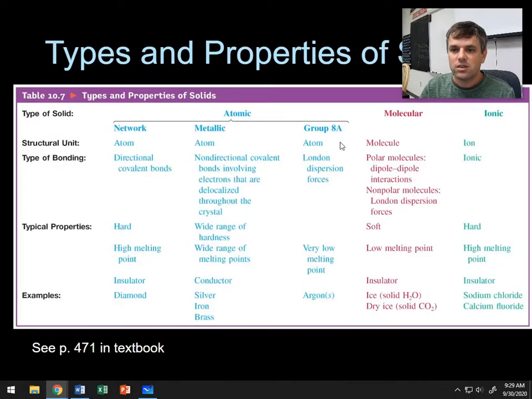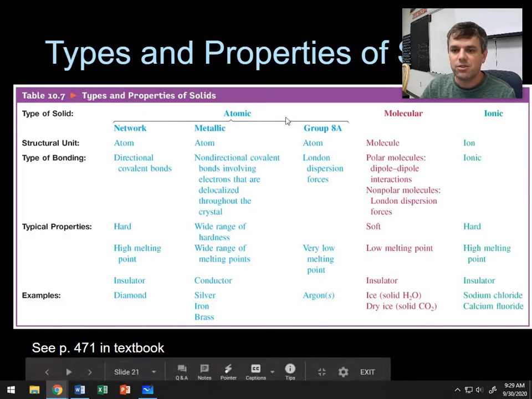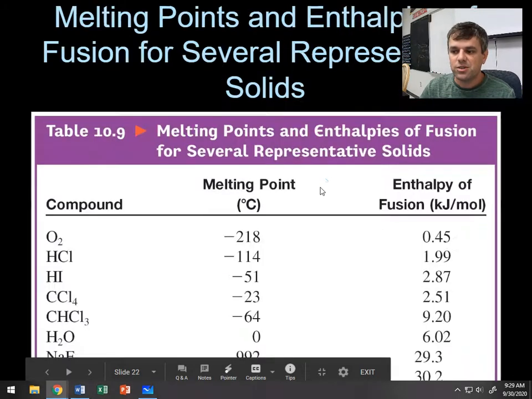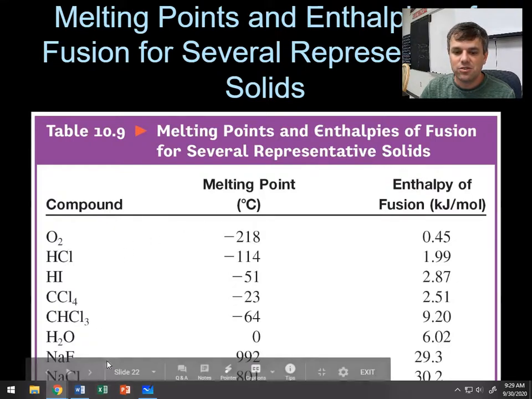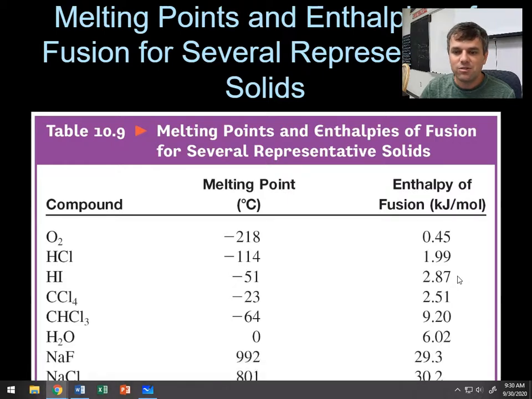So let's take a look. This kind of summarizes some of the properties. You can go through and peruse this PowerPoint on your own a little bit. And this shows melting points and heats of fusion for several solids. You'll notice that the ionic solids down at the bottom of this list have very high melting points and heats of fusion. The non-polar covalent ones have very low melting points and very low heats of fusion. Heat of fusion is how much energy is required to actually melt it.